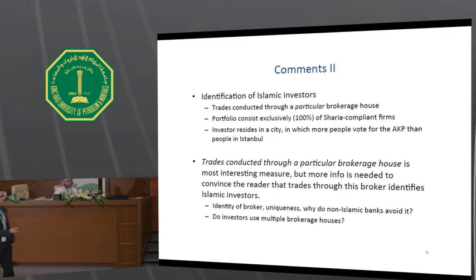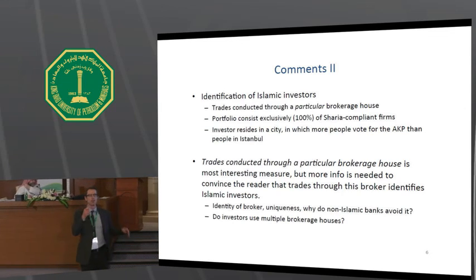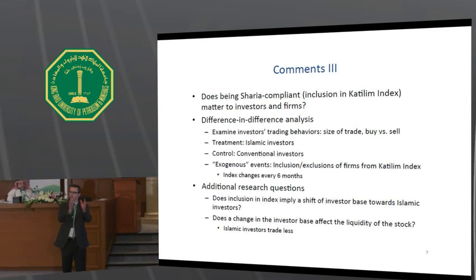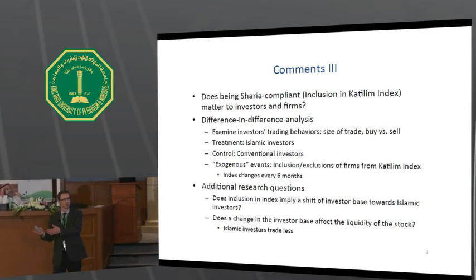Okay. My last comment is about identification. It's of course interesting to look at what Islamic and conventional investors do. The problem with this sort of identification, of course, is that we cannot rule out that there's an unobservable factor that drives both, these guys being Islamic and having particular trading patterns. What we would really like to have is some exogenous variation in being Islamic, which is probably not available.